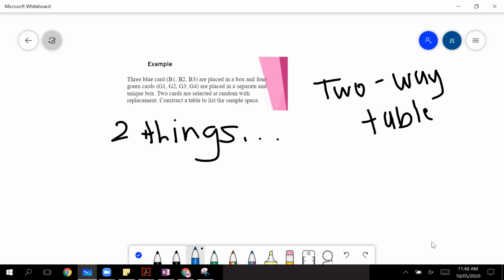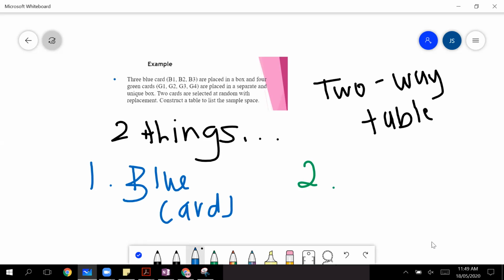Okay, so the two things are, and you're going to tell me what they are as you go through the question. So first one here, you've got 3 blue cards. Okay, so using blue cards. I think my colors kind of gave it away. And the second thing that's happening, before I say that out: 3 blue cards, blue 1, blue 2, blue 3, placed in a box, and 4 green cards, which is your second variable, the second thing that's happening. And there's green 1, green 2, green 3, green 4. And they're placed in a separate and unique box. So we've got 2 different boxes in front of you. One has 3 blue cards, and the other one has 4 green cards.